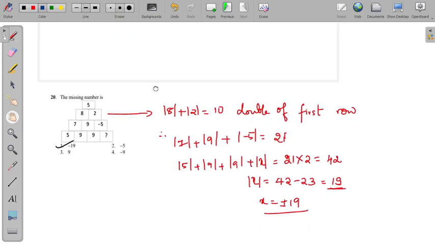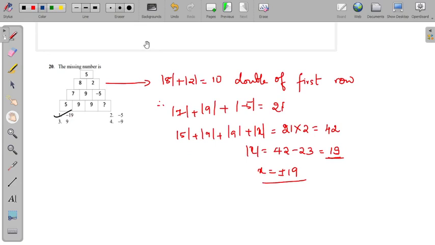Last question now. You have to find the missing number in this. There are other methods also, but as I have observed, this is the way of doing it. Get the absolute values of the second row. Modulus of 8 plus modulus of 2 gives you 10, which is double of the first row. Similarly, the fourth row should be double of the third row.